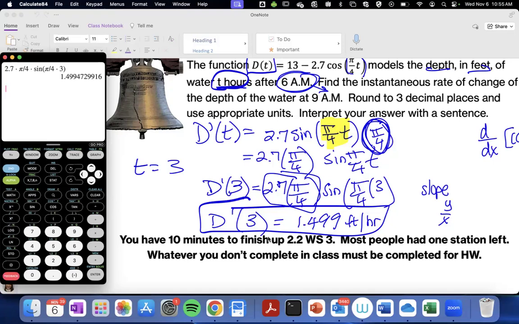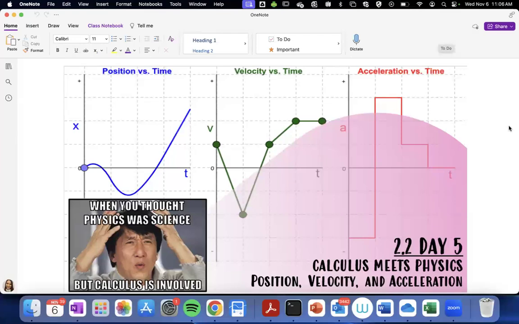Then I have to start a lesson. Wait. Just like that, what's this new packet for? We're going to start that today, and we're going to start the new packet today. Yep. All right, go ahead and get your applications, position, velocity, and acceleration packets out.